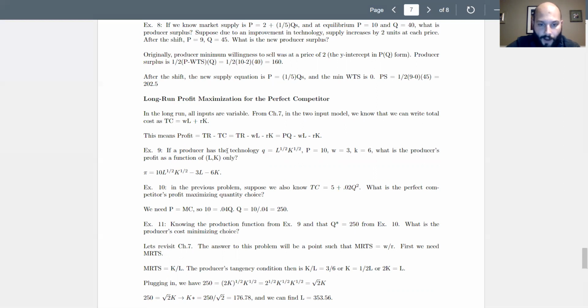All right, well, we know the profit function is going to be total revenue, PQ, minus total cost, WL minus RK. So this part of it is already in a function of L and K. We can plug in our prices, got 3L minus 6K. What about our total revenue? Well, we know Q equals L to the 1/2, K to the 1/2, so we can plug that in. We know the market price of 10, so we plug in 10, Q is equal to 10, L to the 1/2, K to the 1/2, minus our costs.